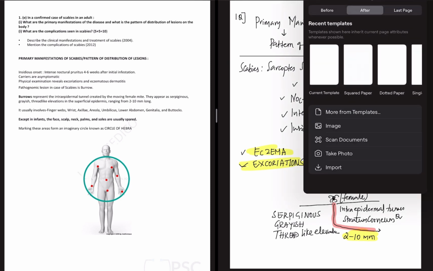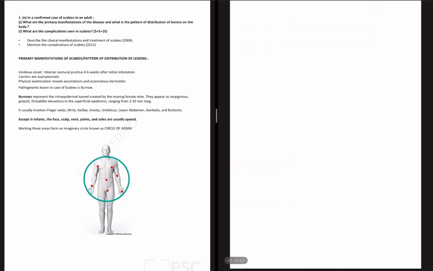Now I'm taking an extra page, but you have to fit it in a single page. I'm just making the font big so that you can see well in the videos. That is my intention.